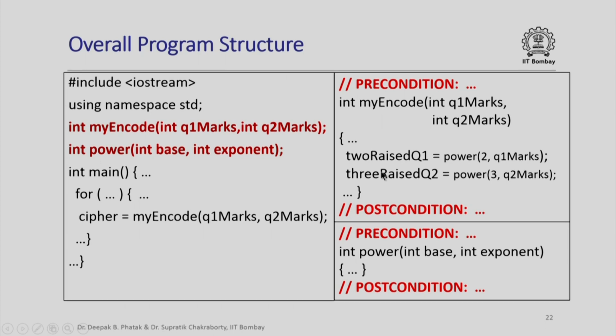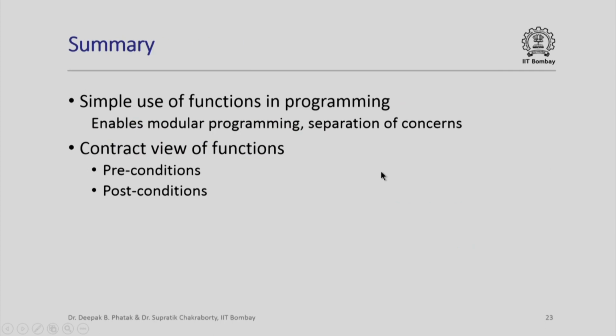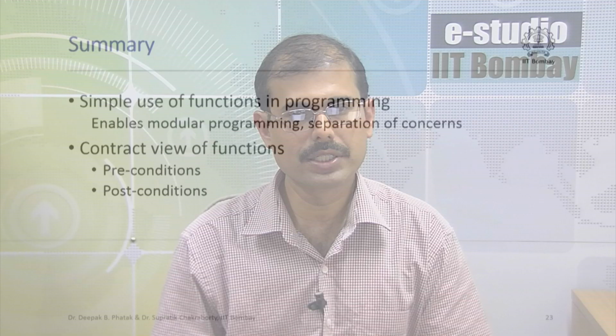So in summary, we saw simple use of functions in programming, and we have seen that by using functions we can do modular programming, we can do separation of concerns, we can solve a small subproblem in a function and then use that solution in a larger subtask. And we have also seen the contract view of functions where we specify preconditions, post conditions, and that is all that we need to know when we invoke a function.